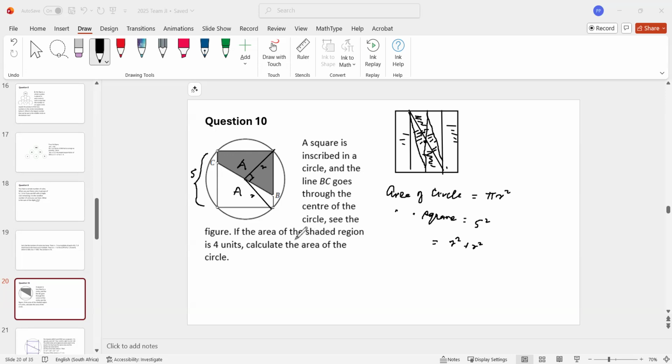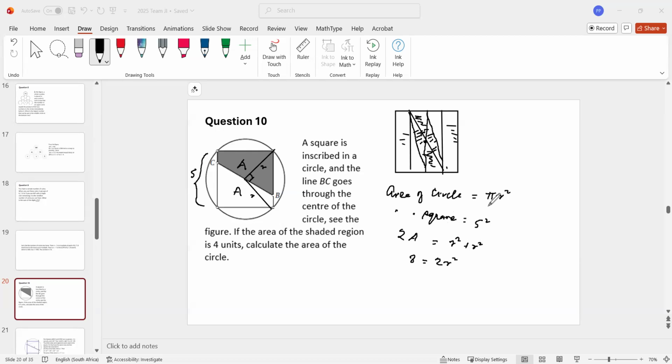They tell you the area of the shaded region is 4. So you've got 2R squared, and the area of the square is 2A. And A was 4, it's given. So you've got 8 is equal to 2R squared.